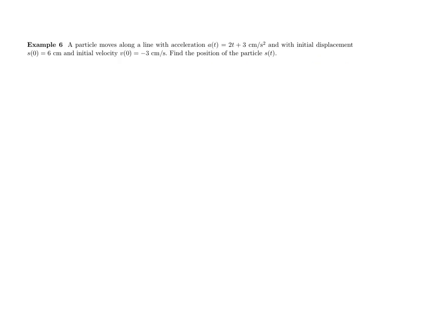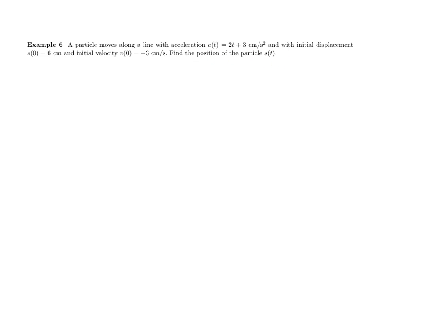In example 6, we're told a particle moves along a line with acceleration a of t equal to 2t plus 3. And we're also told that it has an initial displacement of 6 centimeters and an initial velocity of -3 centimeters. Can we use this information to find the position of the particle s of t?